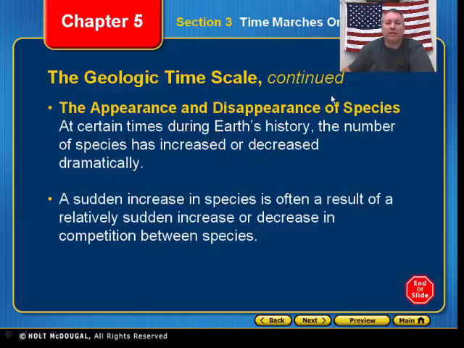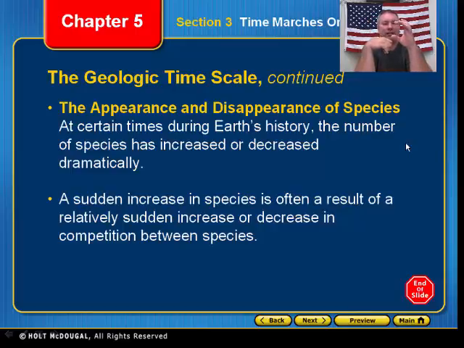Now, we can also tell the appearance and disappearance of species based on the number of fossils in a rock layer. If we see one rock layer with a whole bunch of these fossils in it, and the next rock layer there's none, we know that a mass extinction event happened that caused those fossils not to be in that next rock layer.